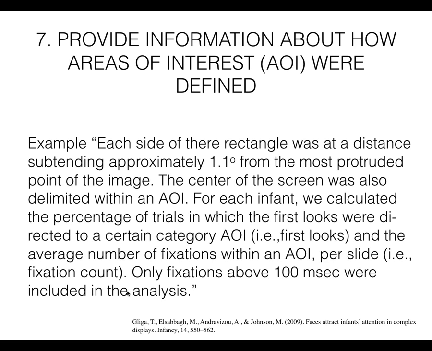An example here would be: each side of the rectangle was a distance of approximately 1.1 from the most protruding point of the image. The center of the screen was also delimited within the area of interest. For each infant, we calculated the percentage of trials in which first looks were directed to a certain category area of interest, and the average number of fixations within an area of interest per slide. So this would be some way of describing how you define those areas of interest around each object.